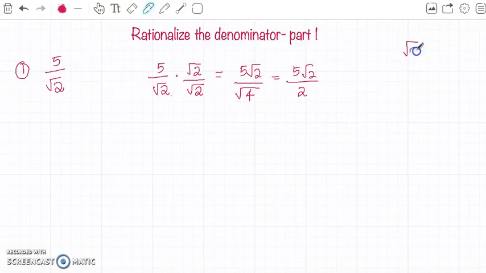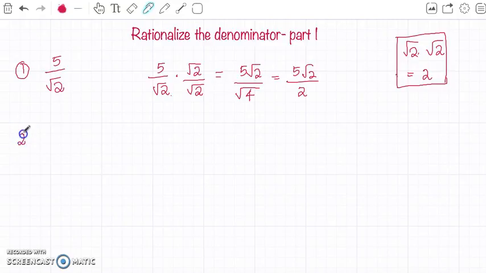Or in other words, when you multiply two radicals of the same number, you will end up getting that number without the radical, just like a shortcut way if you think about it. Okay, so that's how you rationalize a denominator.